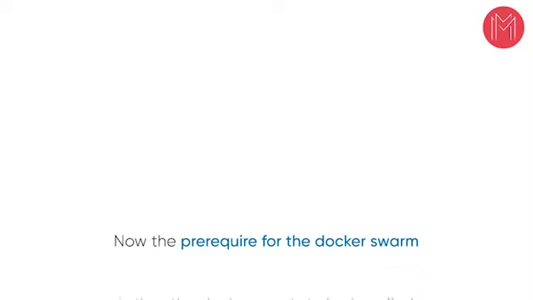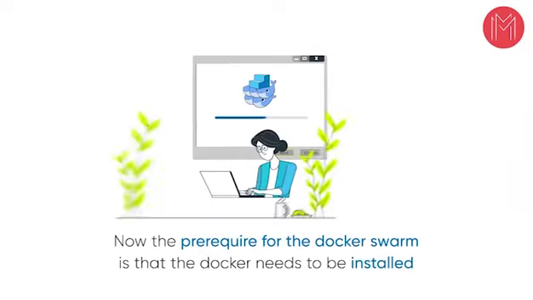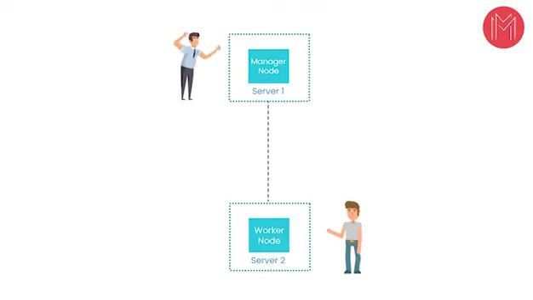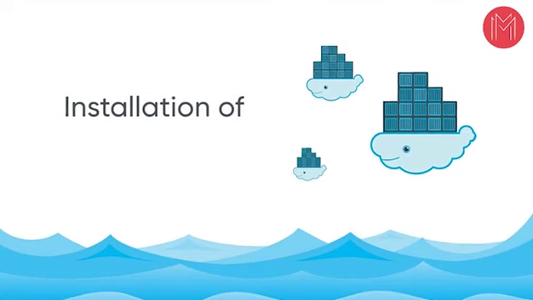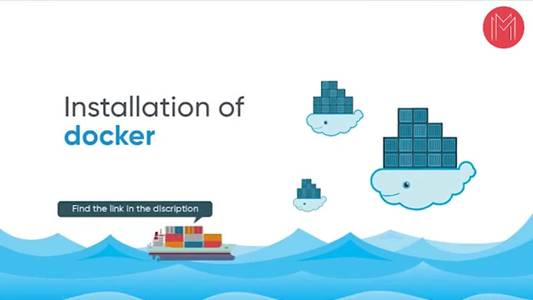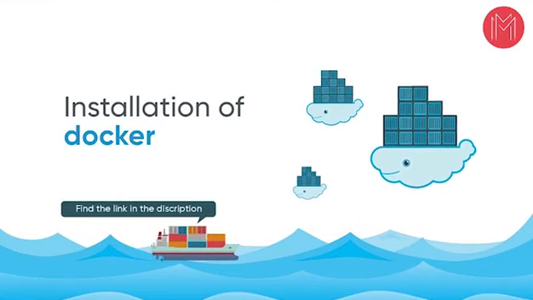the Docker Swarm. Now, the prerequisite for Docker Swarm is that Docker needs to be installed. So we got Docker installed on our server. I have one server as a manager node and one server as a worker node. The manager will act as a master and the worker node will act as a slave. So you can perform the installation of Docker, and once the installation is done, you can see how we can go for the initialization of the Docker Swarm here.